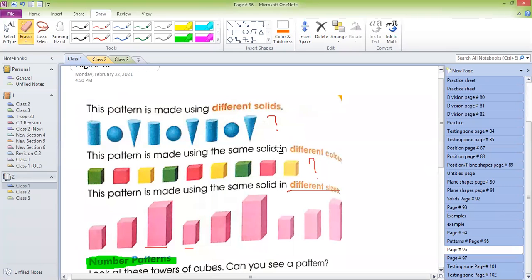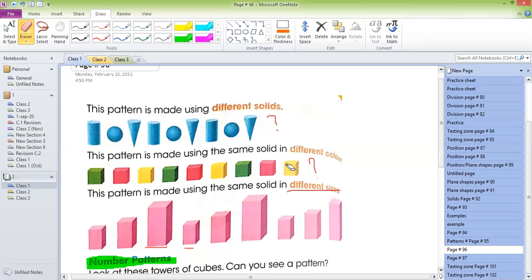So this pattern is made up of three colors. All are cubes, and the pattern is made up of three colors. The first color is green, the second color is red, and the third color is yellow. After these three colors, the pattern is repeated.